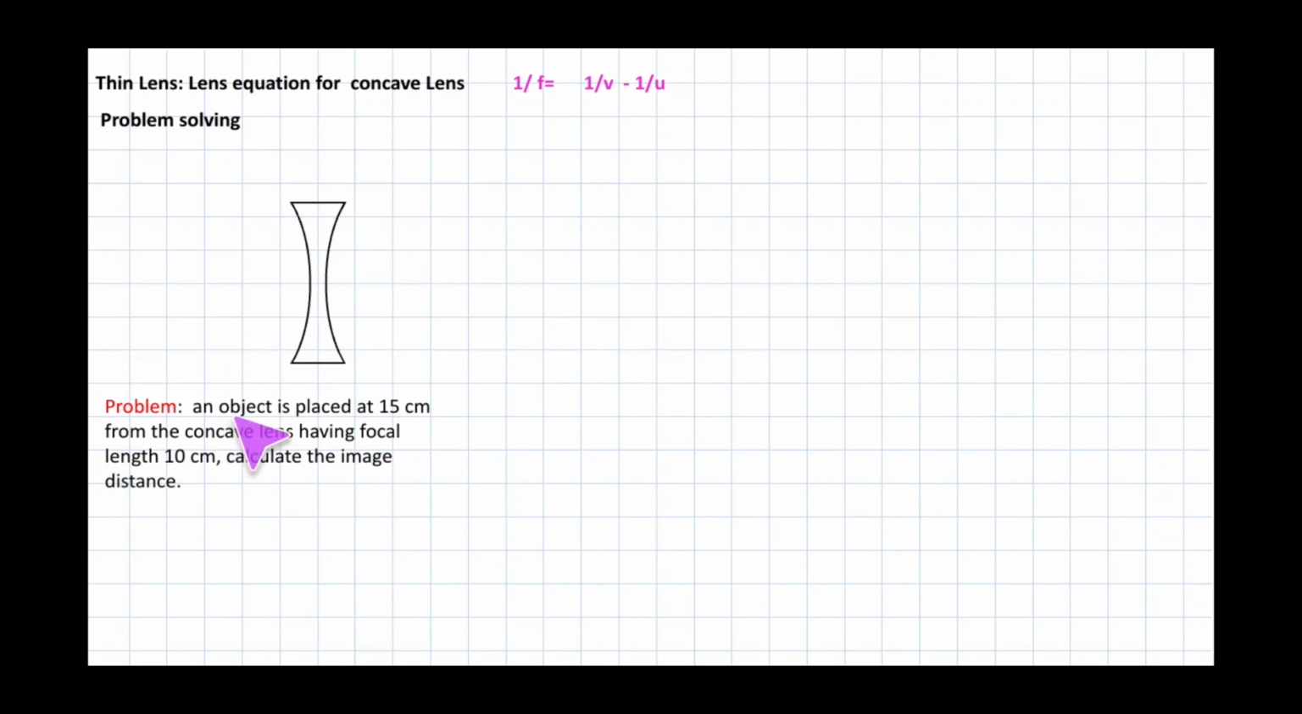So see the problem. An object is placed at 15 centimeter from the lens, having a focal length of 10 centimeter. Calculate the image size. So here see the diagram. Is the image real or virtual? That is what we have to decide. And is the image magnified or diminished? So here it is the optical axis.